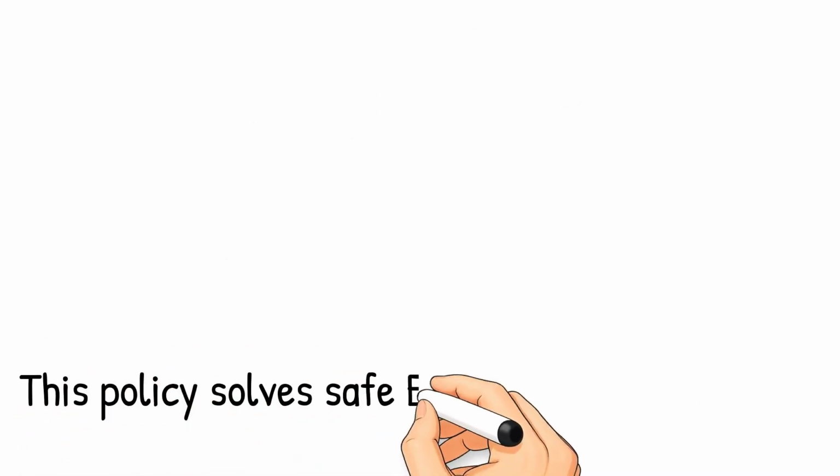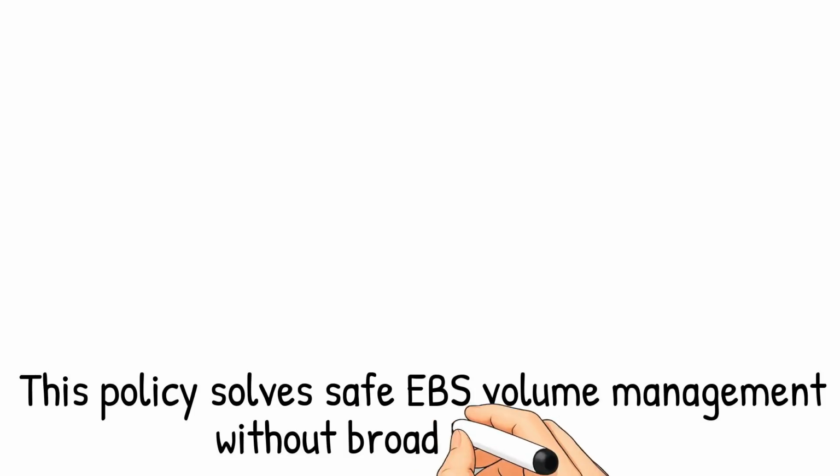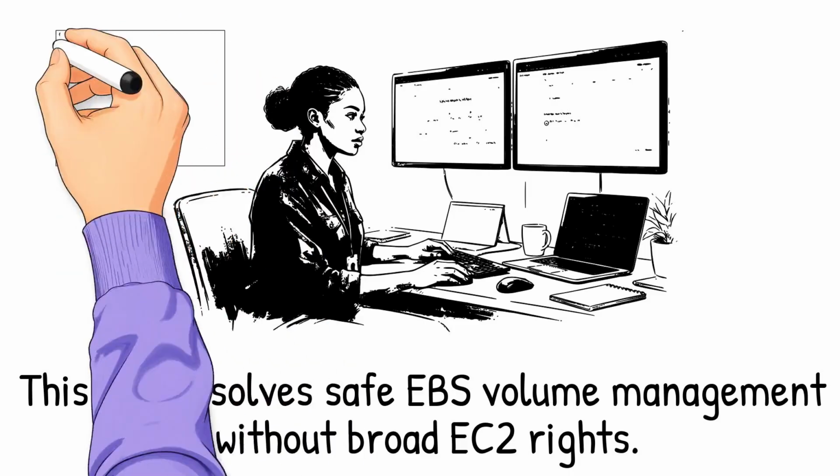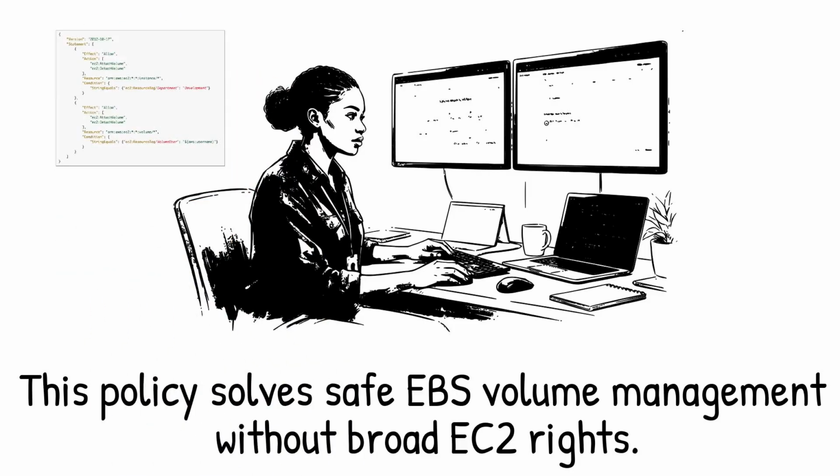Let's begin by understanding what problem this specific policy solves. In a fast-paced development lifecycle, engineers often need to manage Elastic Block Store, EBS volumes, attaching and detaching them for backups, debugging, or data migrations. However, giving developers broad EC2 administration rights introduces severe security risks. This policy demonstrates how to write granular rules that delegate these exact operations safely.